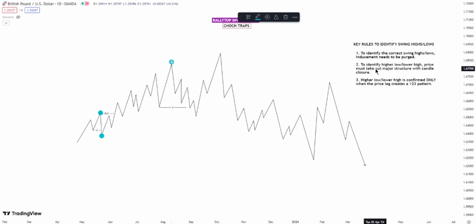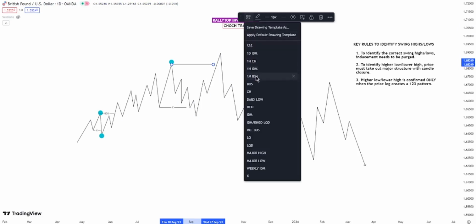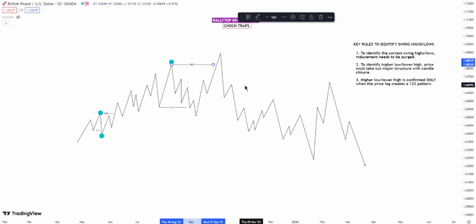What is rule number 2? To identify higher low or lower high, price must take out major structure with candle closure. Simple. And did it happen here? Did rule number 2 fulfill here? Look at it. This is our major structure. Did it take it out with a candle closure? Yes. And that becomes your break of structure in the market. That's your break of structure.